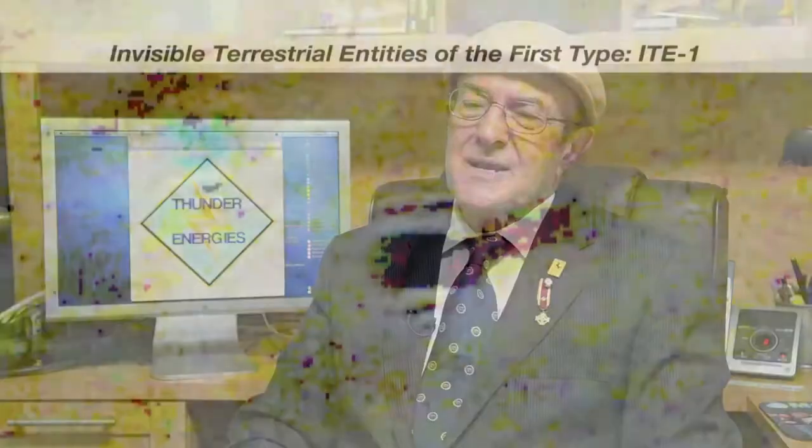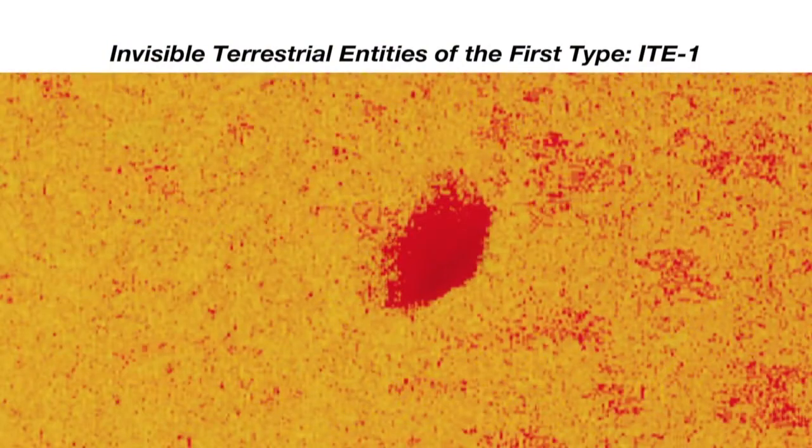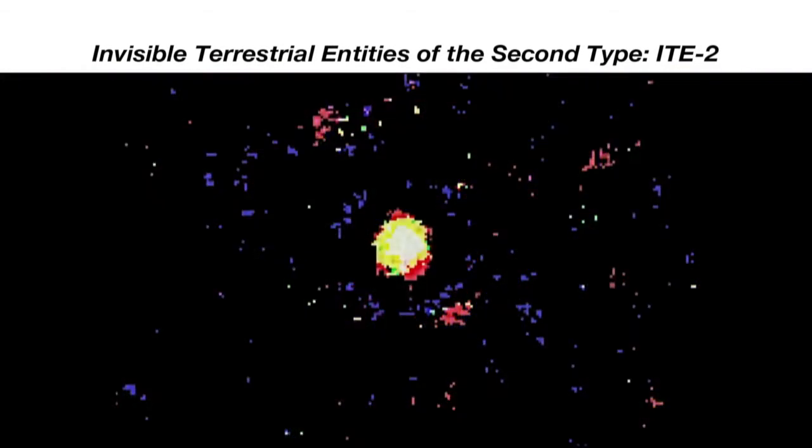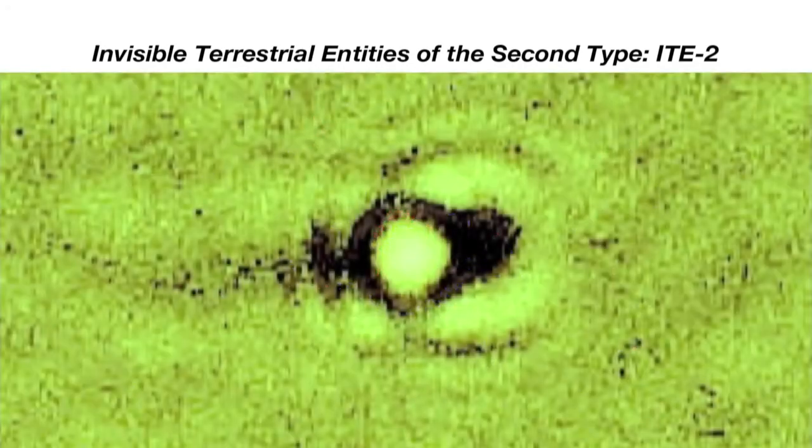We have detected at least two types of ITE. The first type, also called dark ITE, essentially consists of entities leaving a dark image in the background of digital cameras attached to our new telescope. And the second type, called bright ITE, essentially consists of entities leaving this time a bright image in the background of digital cameras attached to our telescope, often visible without any enlargement.